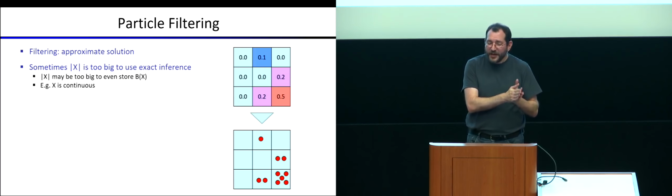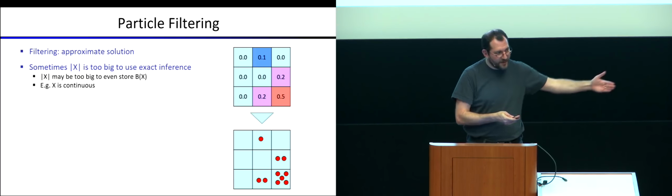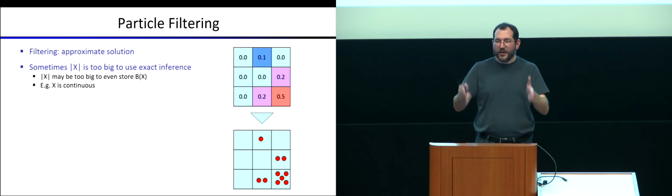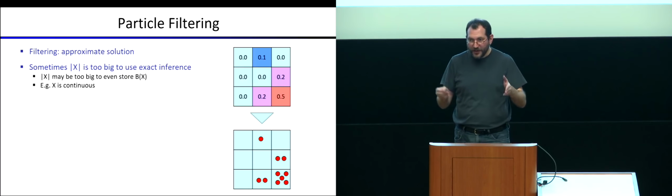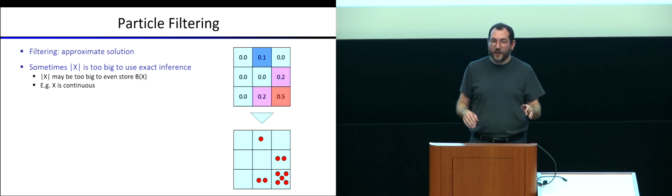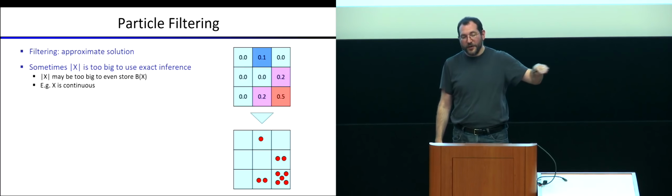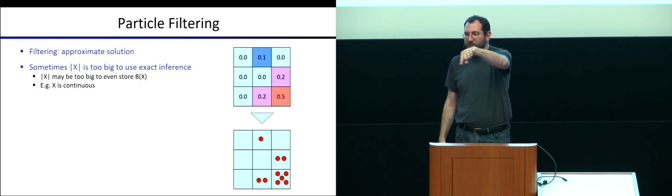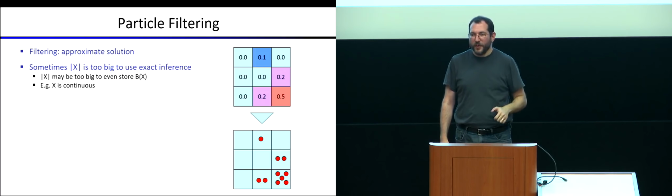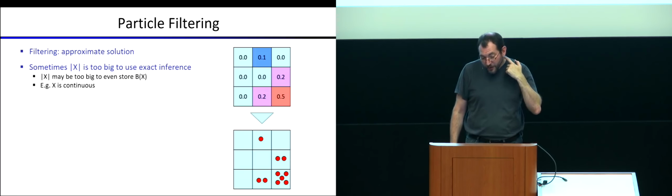Remember, filtering is one name for the problem where I ask, given all of my evidence, what is the current hidden variable Xt? Where is the robot now? That's different from the most likely explanation problem, where you want to know something about basically what was the robot's road trip like that got it here.